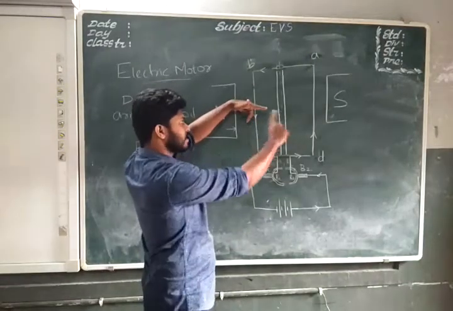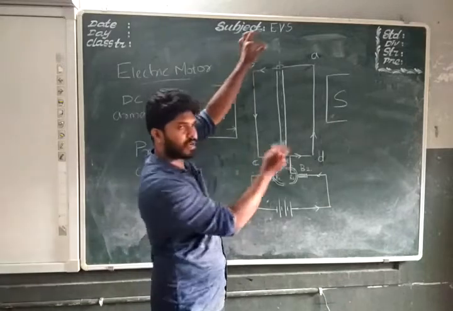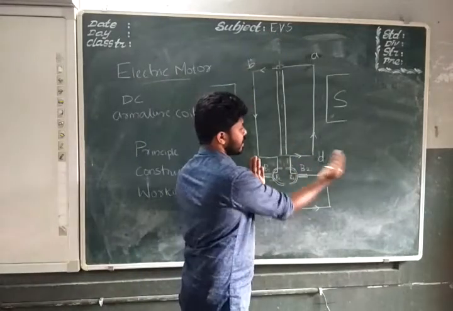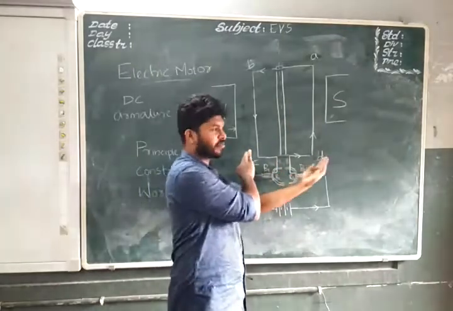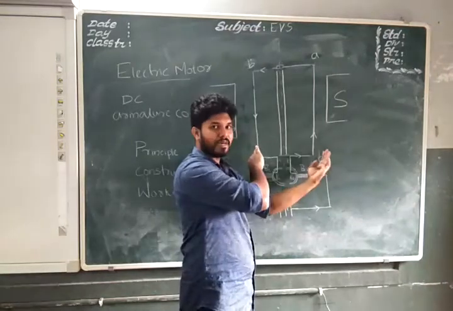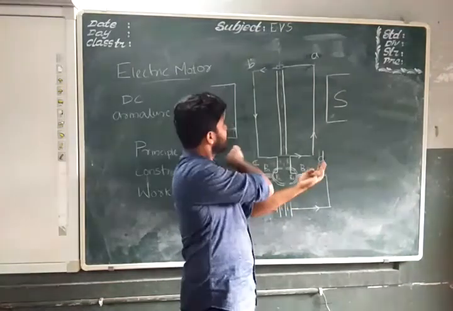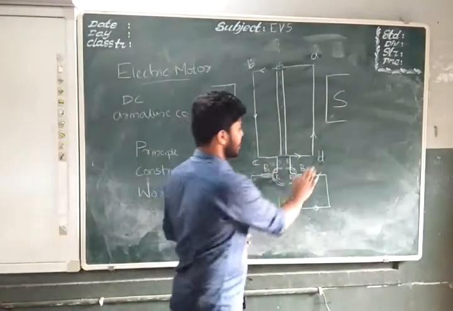Magnetic field in this direction, force towards this direction. BC moves outwards. AD moves inwards and BC moves outwards. It becomes a speedy motion. As AD moves backwards or inwards, BC moves outwards, and again the next rotation happens.